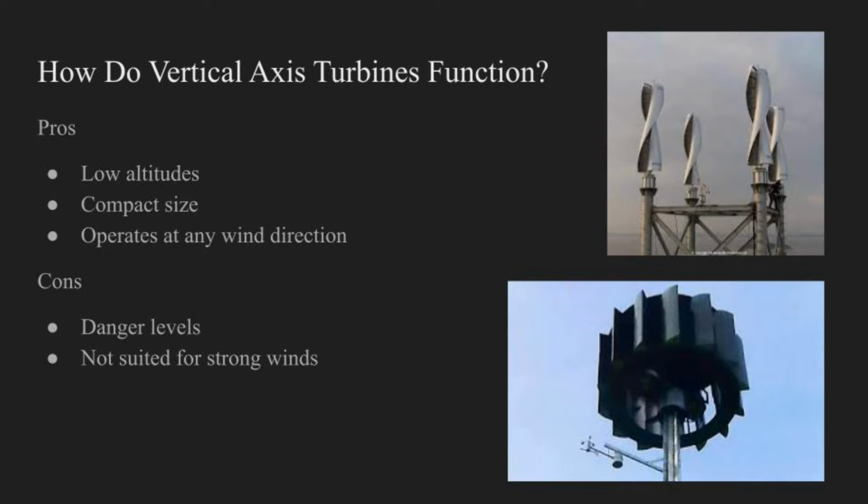Something great about them is this type of turbine can be installed at lower altitude. They can be installed at ground level in cities or even on top of an apartment building. Because of these factors, their maintenance work is definitely a lot easier than it would be for horizontal axis. They are a very compact size, so they're very suited for areas with tall buildings.